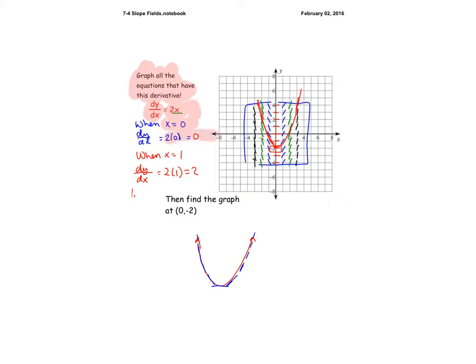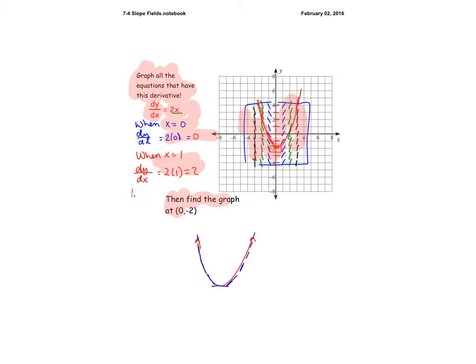I mean, there are some sample points you can do. At 0, we have a 0 slope. At 1, we have a 2 slope. At 2, we're going to have a 4 slope. So when you make a few lines like this, it should look something like this, and it becomes more and more steep. Then it says find the graph at (0, 2). So at (0, 2) right here.